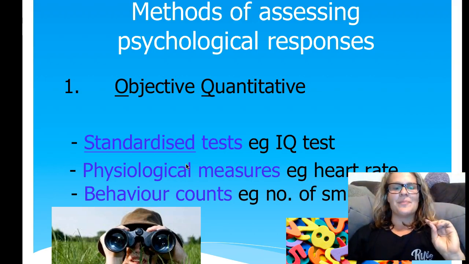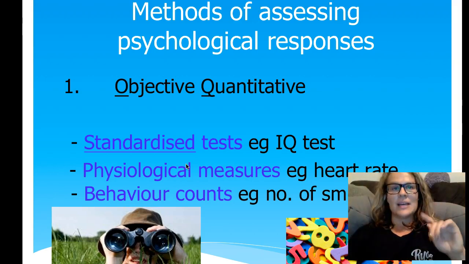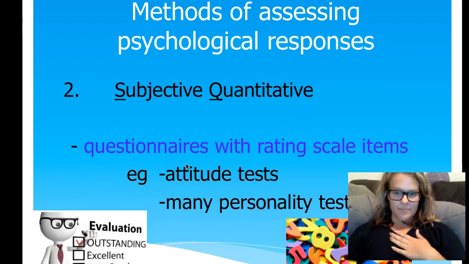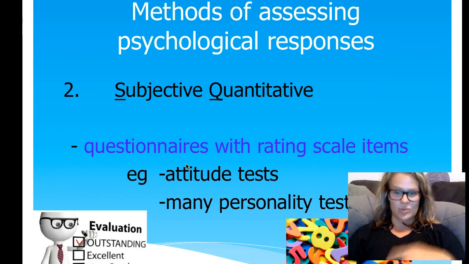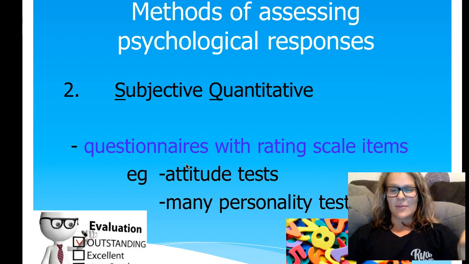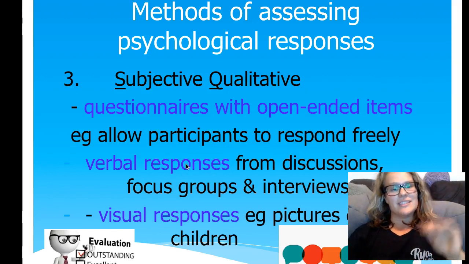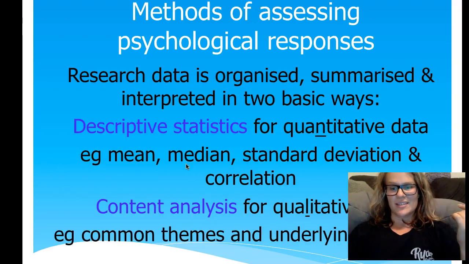It's weird. So we've got objective quantitative, which is observable. It's numbers. In our experiment, it was the heart rates. Heart rate, objective quantitative. Behaviour counts, objective quantitative. And then we have subjective quantitative. The participant does it themselves, and it is numerical. So questionnaires with rating scale items, how we get people's attitude. And then we have subjective qualitative, which is the participant doing it themselves, and it is language. So that's pretty straightforward.